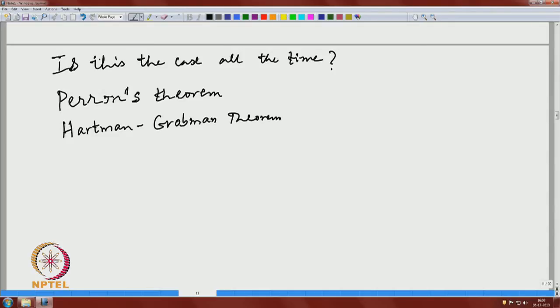Perron's theorem is very easy to state, and I will even try to give a proof of that. Hartman-Grobman theorem, even to state it I have to develop certain notations. So, I will not go into that, but I will just mention what that theorem states, and both of these concern a special type of equilibrium points. So, let me define that.